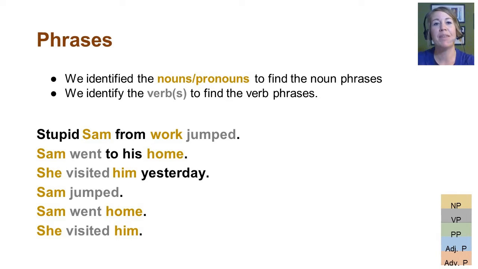So again, to recap, to identify a noun phrase, you need to find the nouns and pronouns. To identify verb phrases, you need to identify the verbs. So I've color coded this. Our nouns are yellow. Our verbs are gray.